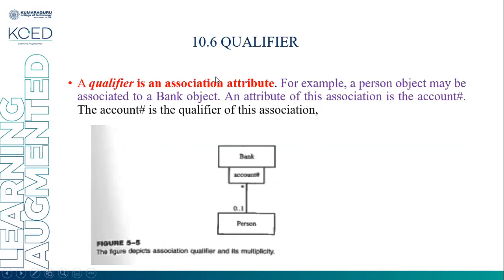Next we are going to discuss the qualifier. A qualifier is an association attribute. A qualifier is an attribute of the association, not an attribute of a class.